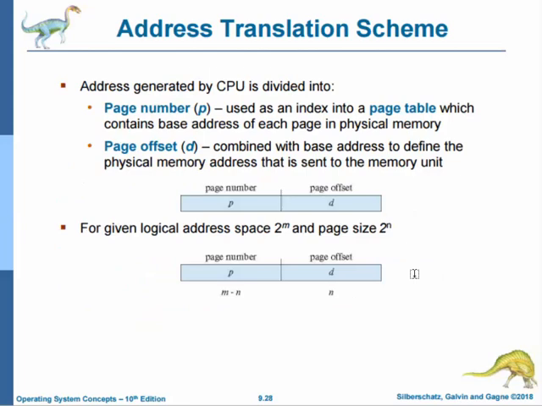So the page number is used as the index into a per-process page table. The page table contains the base address of each frame in physical memory, and the offset is the location in the frame being referenced. Thus, the base address of the frame is combined with the page offset to define the physical memory address.